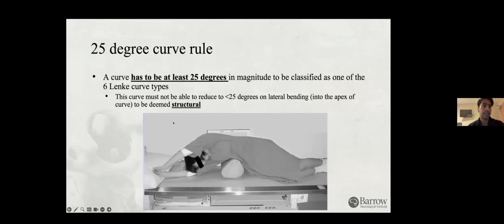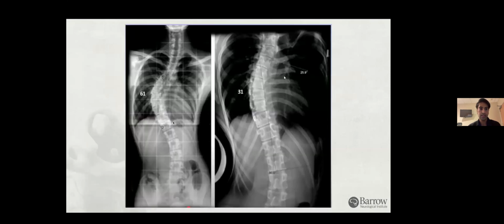The next important rule for the Lenke criteria is that the curve has to be at least 25 degrees to even be considered a curve. And the second part is that the curve must not be able to reduce to less than 25 degrees on a lateral bending film. This is where you put a bump to try and get the curve to reduce. If the curve reduces to less than 25 degrees, then it's a non-structural curve. If it doesn't reduce, then it's a structural curve. So for example, here's a patient who has a 61-degree curve of scoliosis. If you look at the X-ray film on the right, there's now a bump on the patient's right side that causes the curve to become 31 degrees. However, it's still greater than 25, so we would call this a structural thoracic curve.